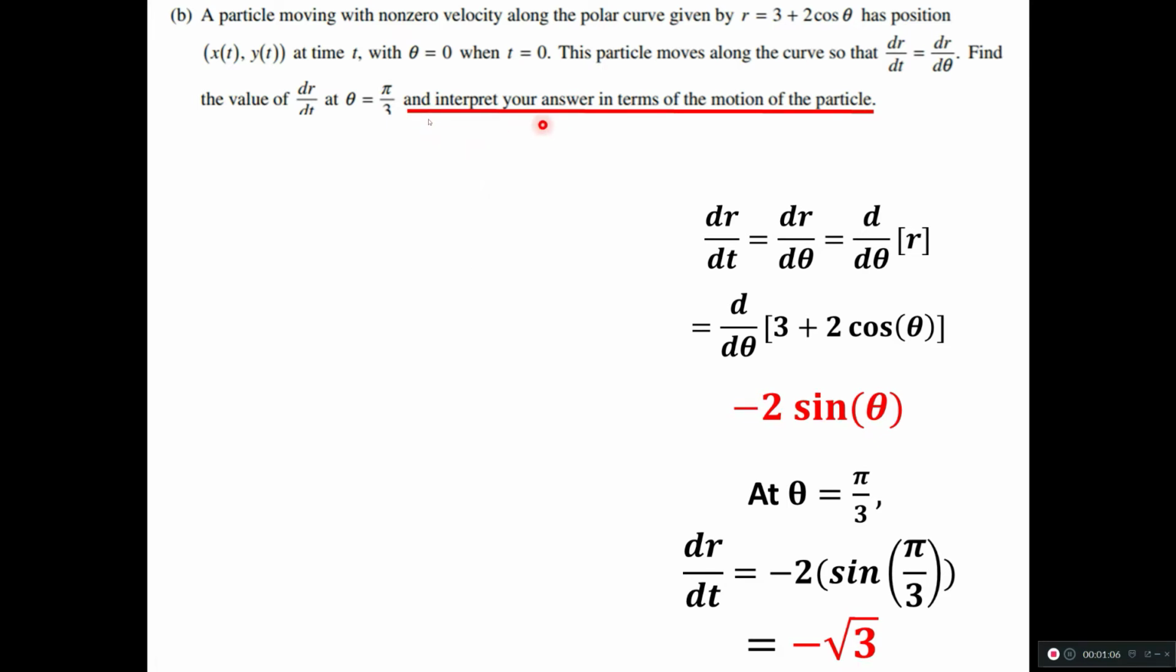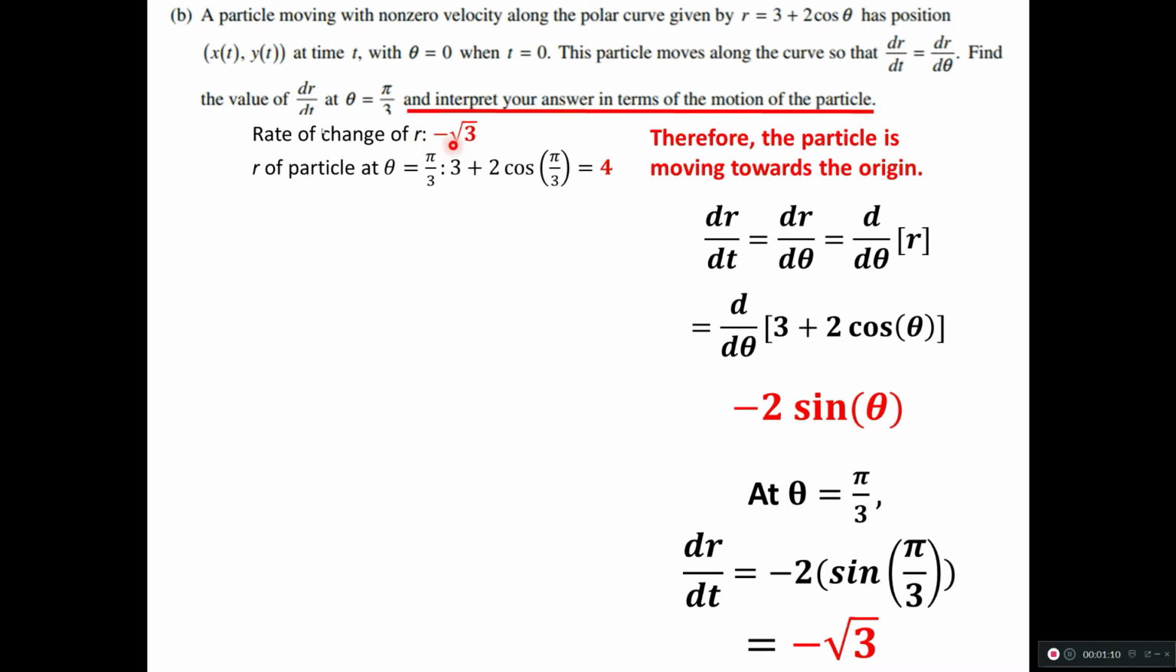We can't forget to interpret our answer in terms of the motion of the particle. So the rate of change of r is negative root 3, as we calculated down here, and the position of the particle at theta equals pi over 3 is 4. Therefore, the particle is moving towards the origin.